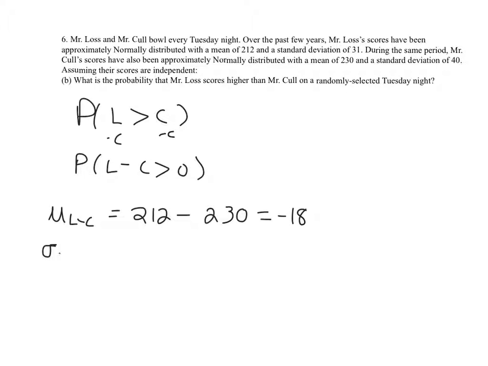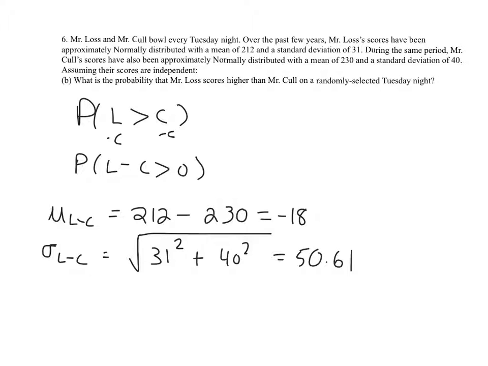To get the new standard deviation, even though we're subtracting random variables, we still add variances. So we are going to see a familiar value. Take the standard deviation and square it. Take the other standard deviation and square it. Now I can add them together. And I can also square root them to get a new standard deviation of 50.61. And now I'm ready to do my z-score work.